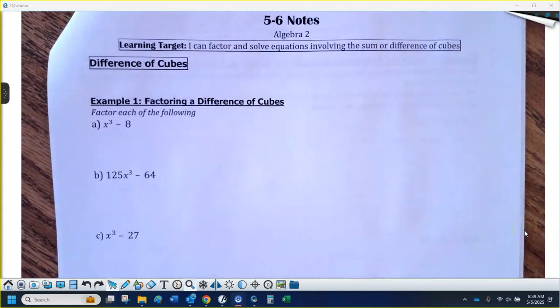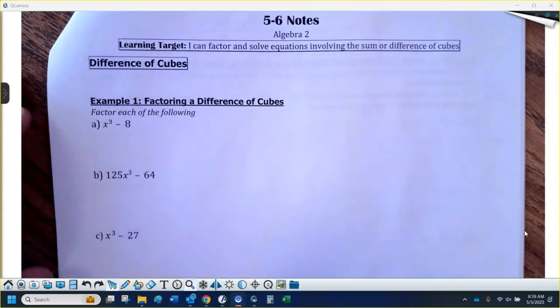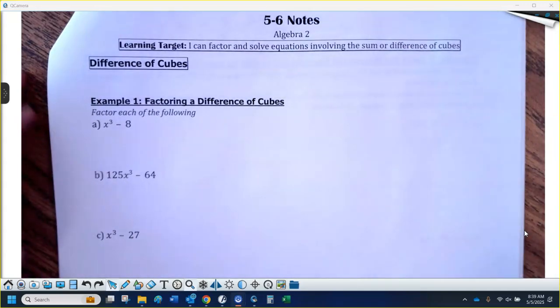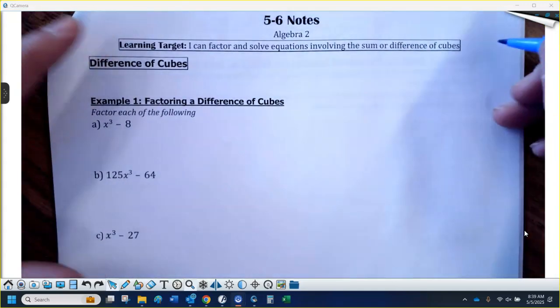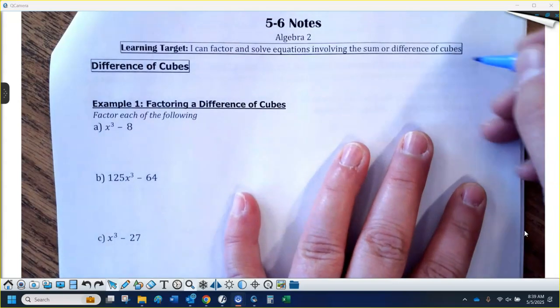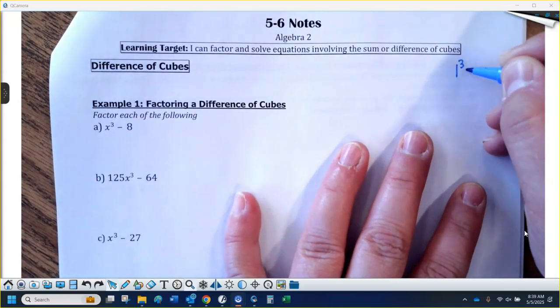To do these questions, you have to know what the perfect cubes are. You guys probably know perfect squares, like 1, 4, 9, 16, 25. Let me just see if I can squeeze them in. I'm going to write them on this side. Okay, so perfect cubes, like to the third power.